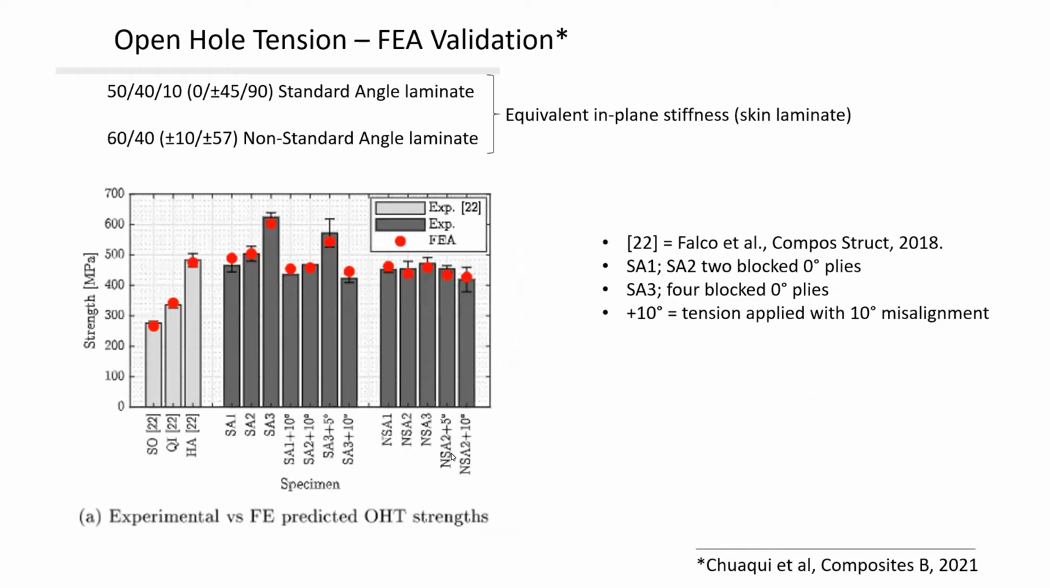So first of all, we're going to need to use finite element method to model these edge effects. But in order to validate the finite element model, we compared it with some test results, which we looked at, both in the literature and our own test results on standard angle laminates and non-standard angle laminates. And here, the standard angle laminates were 50, 40, 10 of 0, plus minus 45, 90. And we had a plus minus 10, 57 non-standard angle, which matched the stiffness of the standard angle laminate. And you can see we got pretty good agreement in terms of different numbers of ply blocks and different non-standard angles. The 10 degrees here is a misalignment, which Michael referred to earlier in the tensile load.